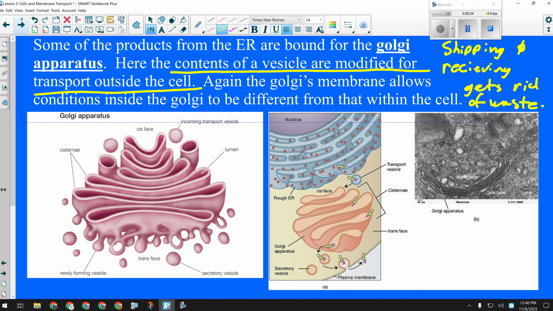Exactly what the Golgi does. Stuff comes in, whether it's stuff for export or waste, it gets packaged, it goes out the other side and out to the membrane. Exactly the same kind of thing. It's in shipping and receiving. So shipping and receiving gets rid of waste. Something like that would be good. Contents of the vesicles are modified for transport out of the cell. So it takes things and it gets them out. That's its job, is to get things out of the cell.